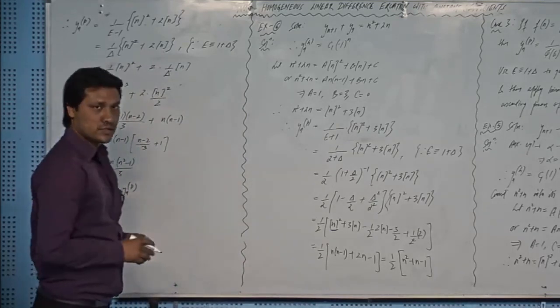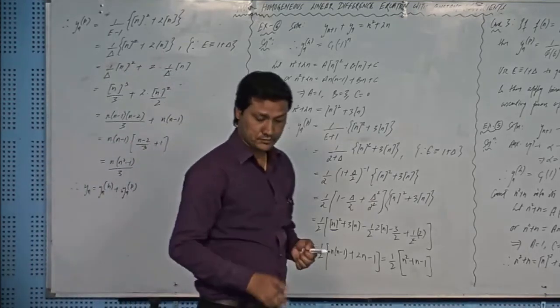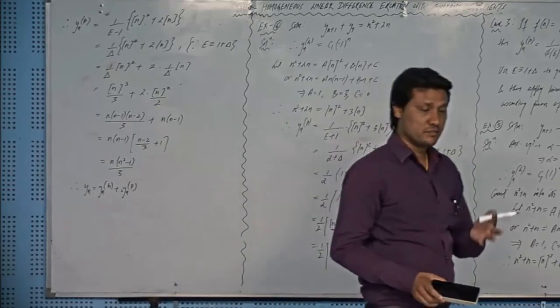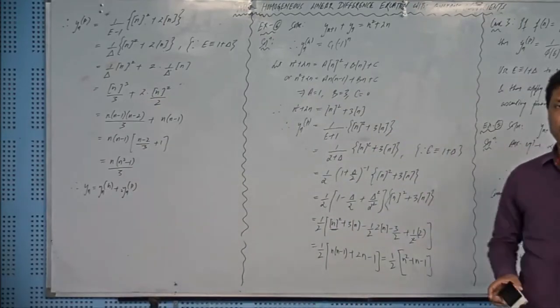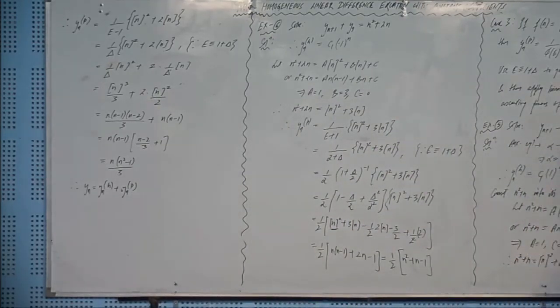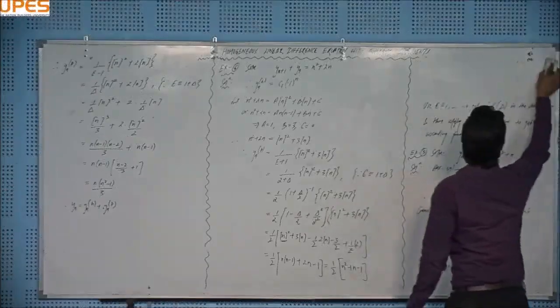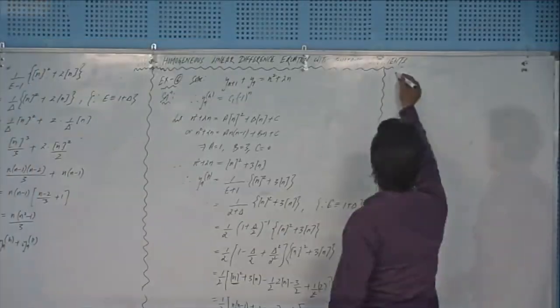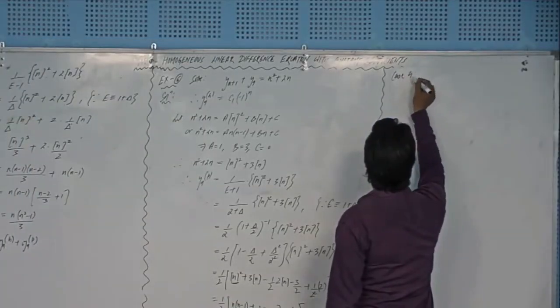Taking the last case, case 4, when the right hand side is a mixed function form, beta to the power n multiplied by some function, right? Case 4, okay.